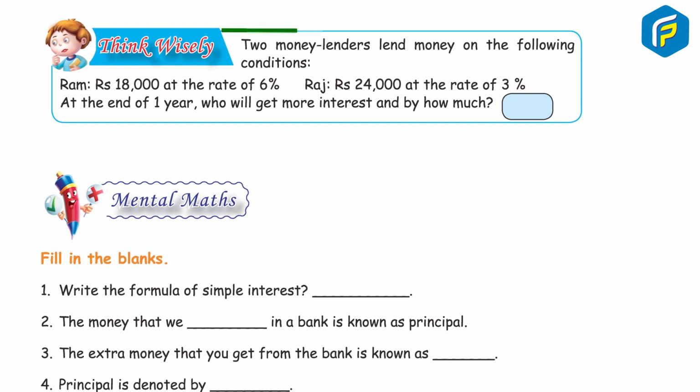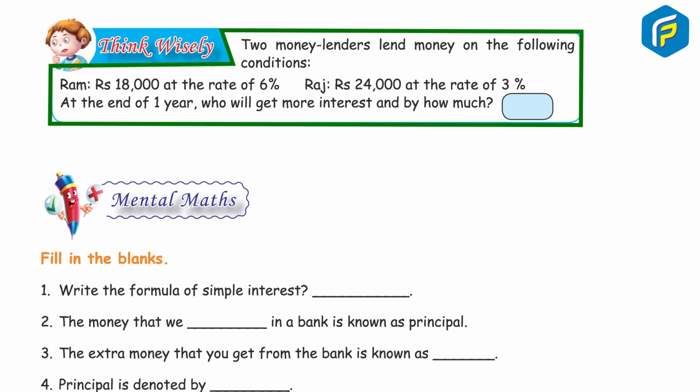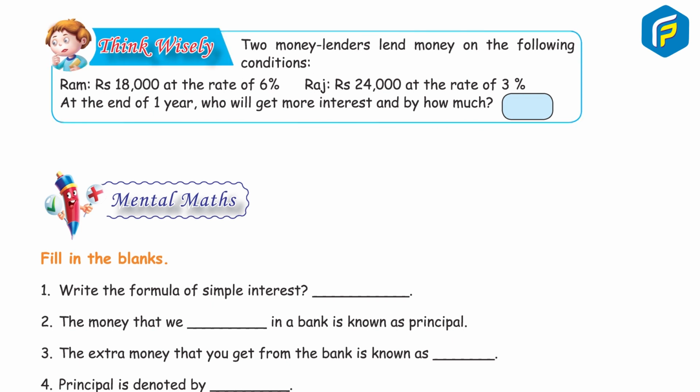Think wisely. Two money lenders lend money on the following condition. Ram lends rupees 18,000 at the rate of 6%. Raj lends rupees 24,000 at the rate of 3%. At the end of 1 year, who will get more interest and by how much? Answer: Raj. Mental maths. Fill in the blanks.